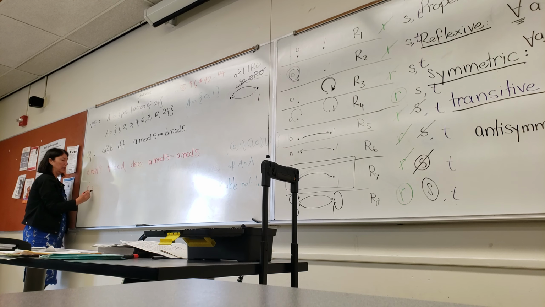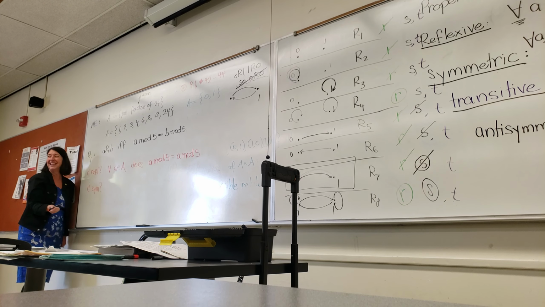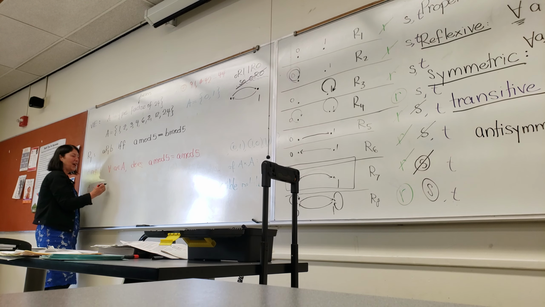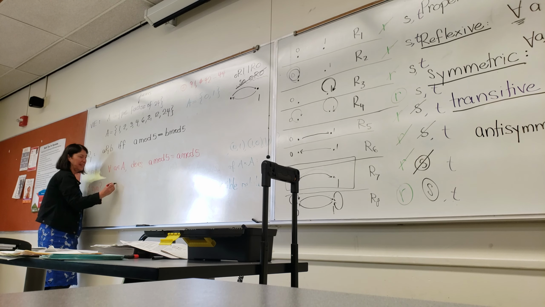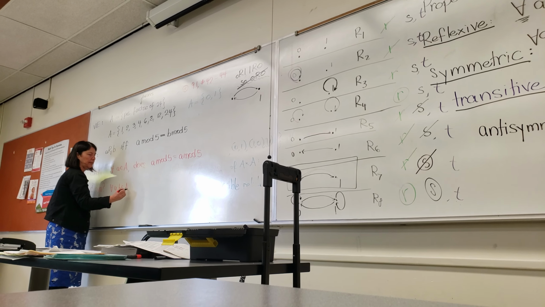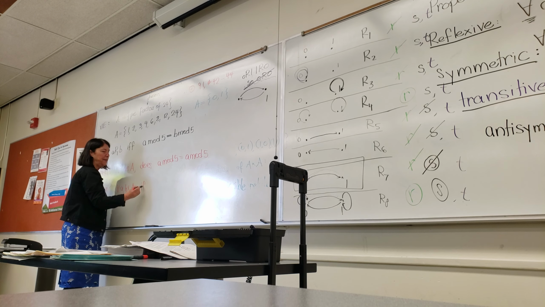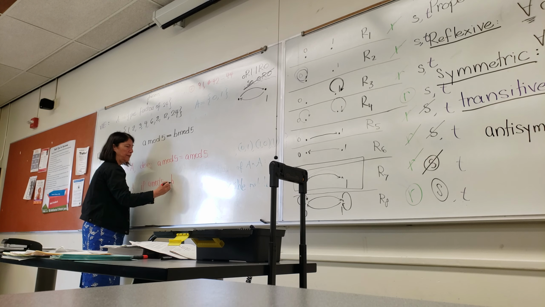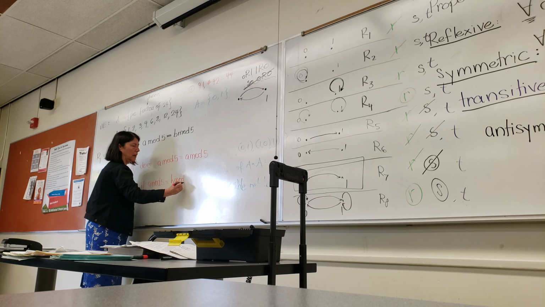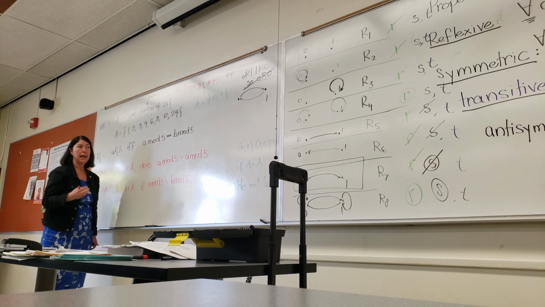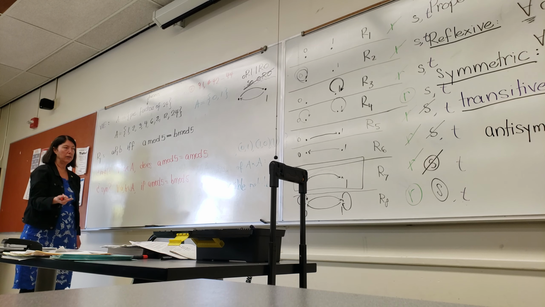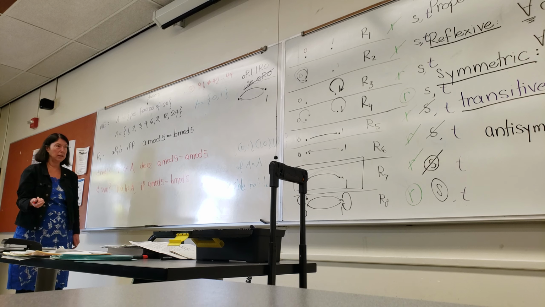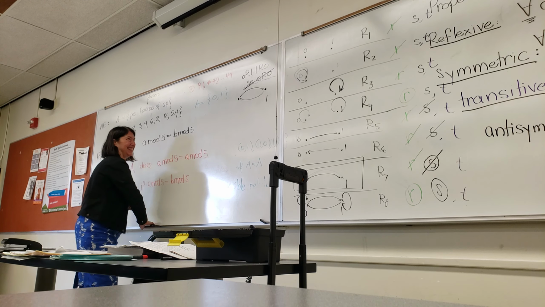How about symmetry? Yes. For all A and B in the set A, if A mod 5 is equal to B mod 5, then what should happen if the answer for symmetry is going to be yes? B mod 5 equals A mod 5. Excellent.